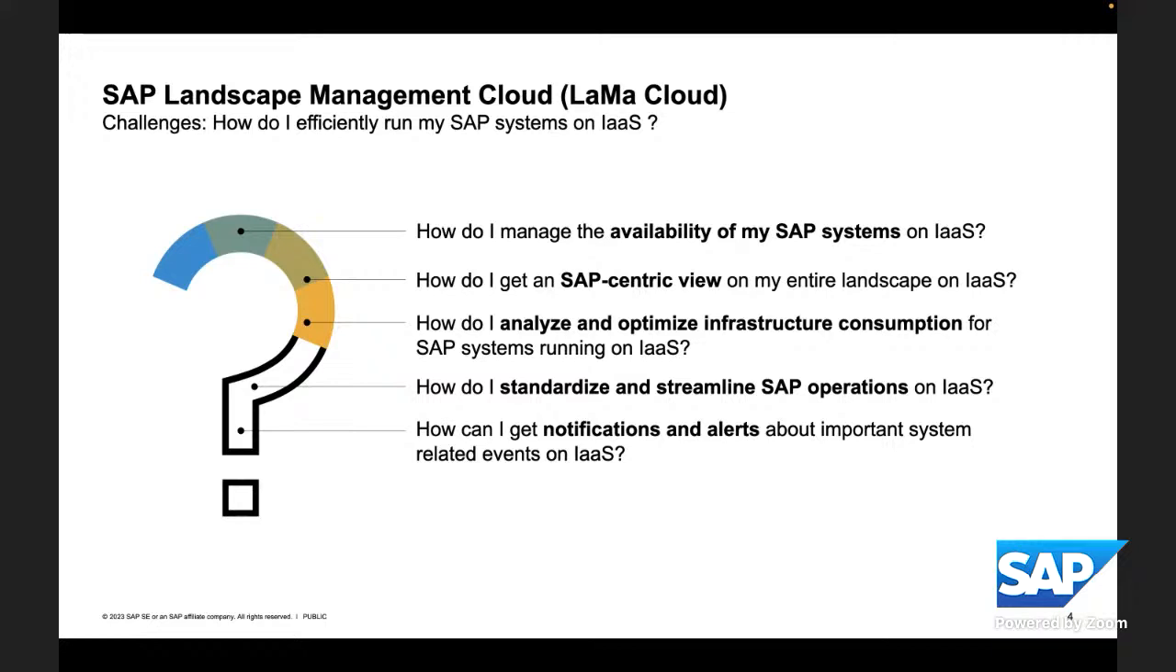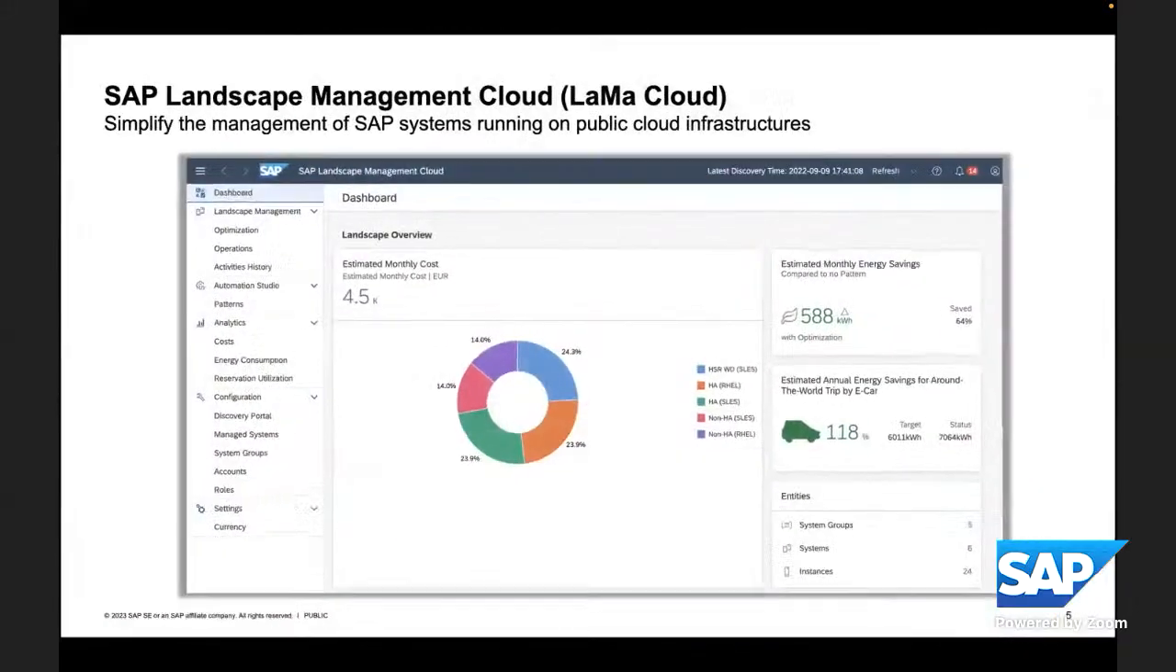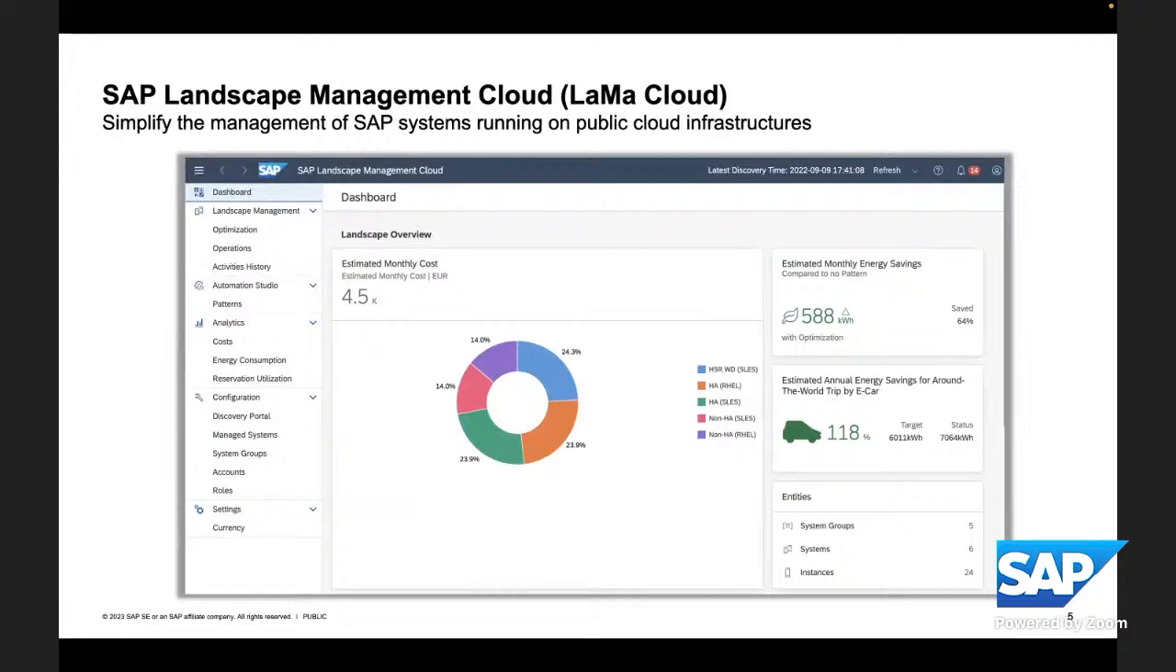As I said, the challenges we are trying to address are primarily focused around making it easier for customers to manage their environments on hyperscalers and giving them a cloud native solution to manage the systems running on the cloud. So, the next slide, in one line, explains the value proposition. It's all about simplifying the management of your SAP systems running on public cloud infrastructures like AWS, Azure, and Google Cloud Platform. That's what the solution is about.